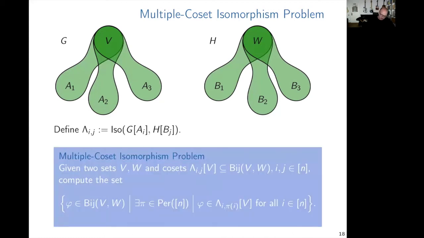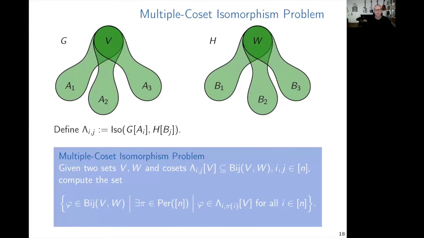So the problem we need to solve is somehow we have two sets, V and W. We have some sets of mappings, lambda ij, which we get out of the dynamic programming. And then we have to put these together in a consistent way, so that there exists a matching between the i's and the j's such that everything fits, okay? And that we have to calculate out of these sets.